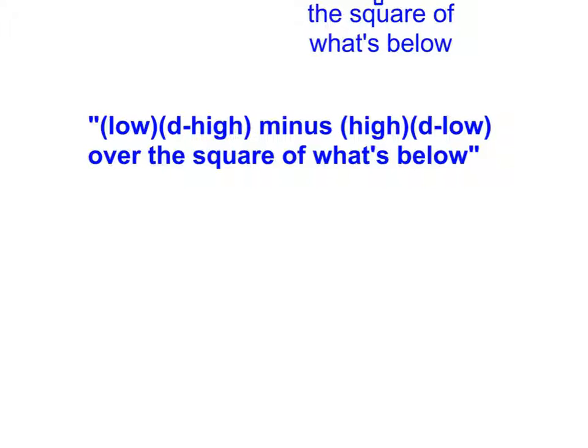And of course, the nice thing about this way of memorizing it is that it's a little bit of a rhyme. So it's also going to be telling you if you did it right. Because you'll notice low d high minus high d low, and then that's all over the square of what's below. So you'll know if you messed up that top part because it won't rhyme anymore. So just by knowing this, it's going to help you to keep all this straight and to memorize the quotient rule here, which of course we're going to need to know going forward.